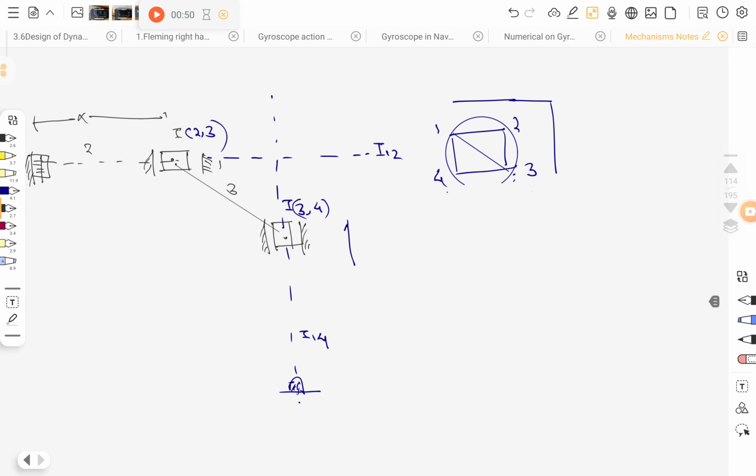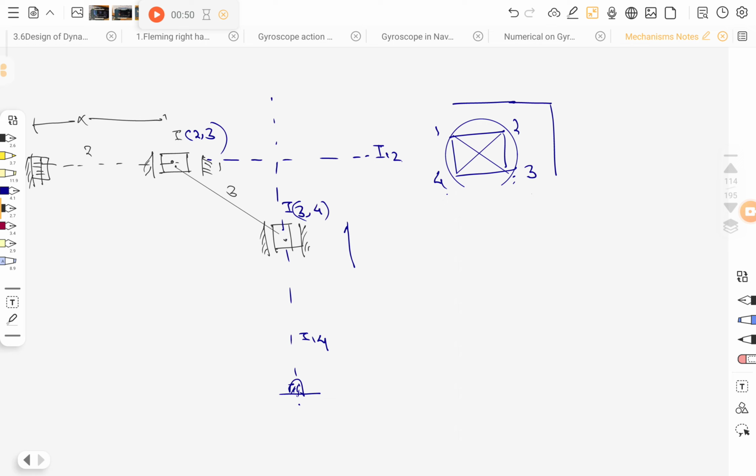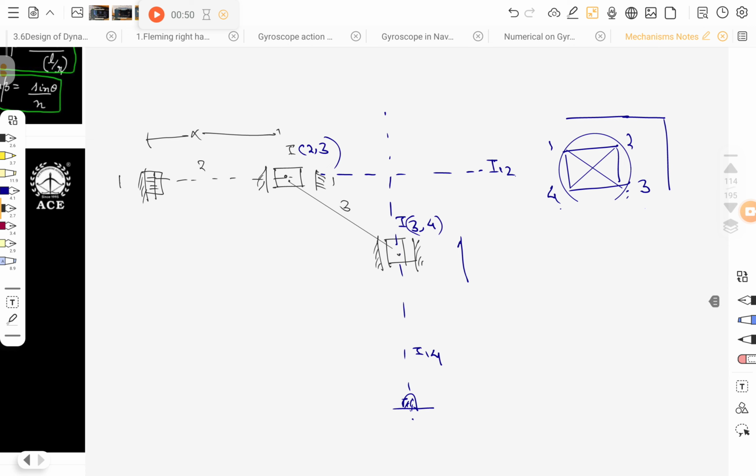I 1, 4 we got. Now I get I 2, 4. This is the length, I 2, 4. Which one, 1, 4 or 1, 2? 1, 4 or 1, 2. This is the length. I 1, 2.